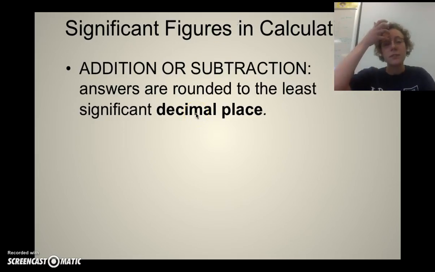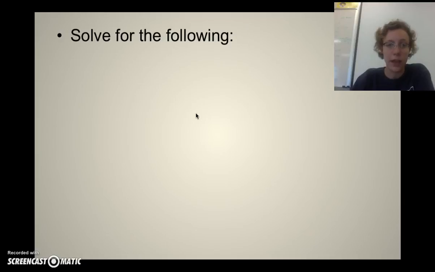Okay, significant figures in calculations. So we just got done counting significant figures. We can use them in calculations. We've got 2 different types of calculations. Addition or subtraction follow the same rules, and then multiplication and division are going to follow the same rules. So for addition or subtraction, your answer is rounded to the least significant decimal place. Here's an example.